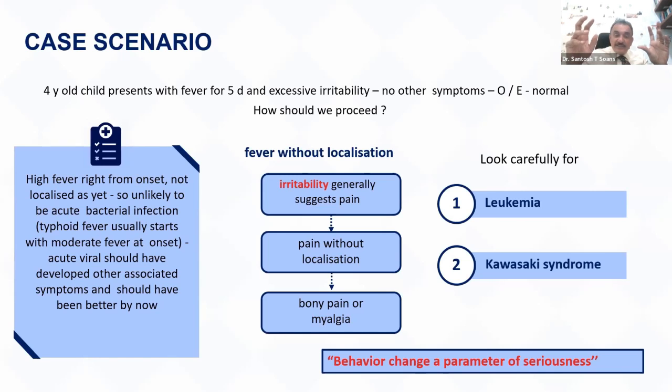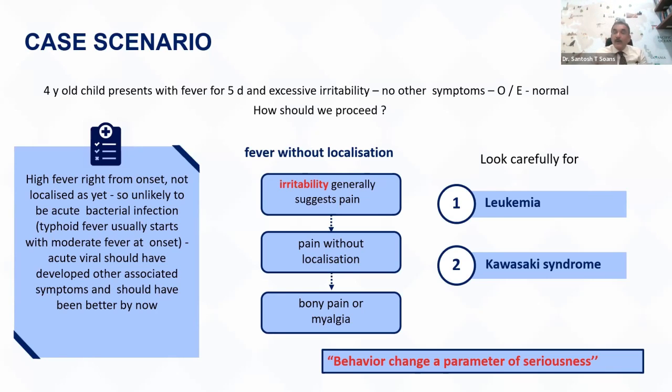Typhoid fever usually starts with a moderate onset. Acute viral fever can develop, but they usually have other symptoms like running nose, cough, and all that. So here we have a 4-year-old child with a 5-day fever, high fever from the onset. This is what we call fever without localization. You have examined, but you have not found any localizing signs.